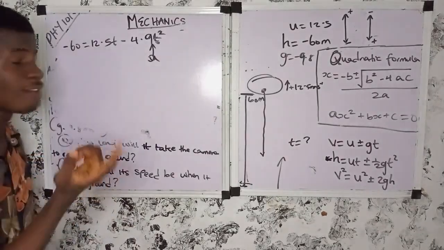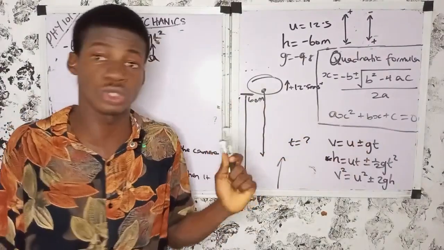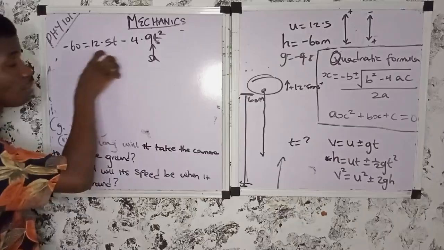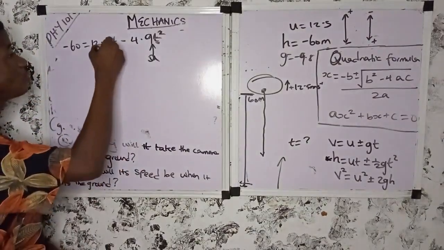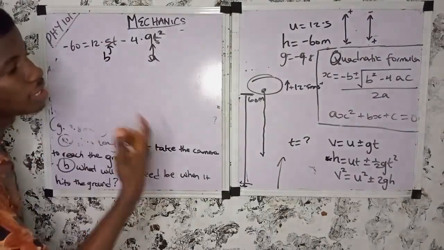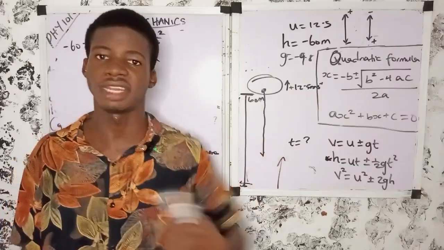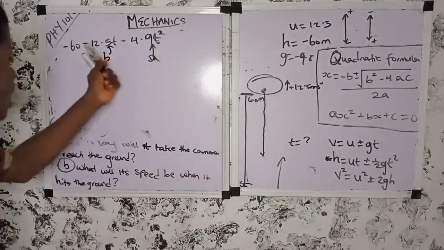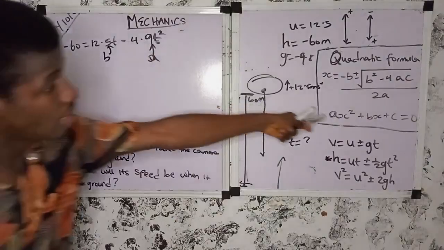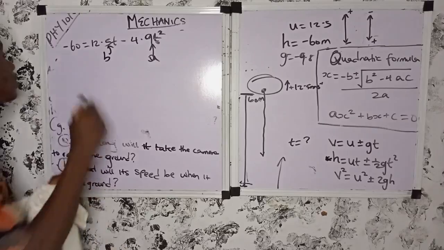So b is 12.5, because if you look at b, it only takes one single variable and it's not squared. And if you look at this, 12.5 takes a single variable, which is t. So b is 12.5. Then what about c? Does c take any variable? No, c does not take any variable. So that is how we know c is minus 60.